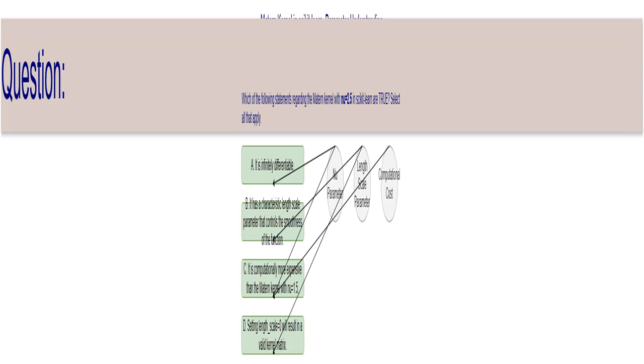This question asks you to identify true statements about the Matern kernel, a function used in Gaussian process regression, when the smoothness parameter, nu, is set to 2.5. We'll explore the properties of this kernel to find the correct answers.